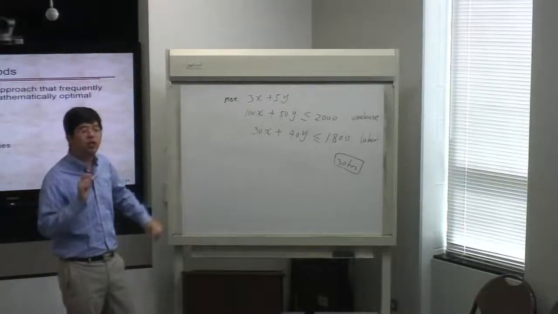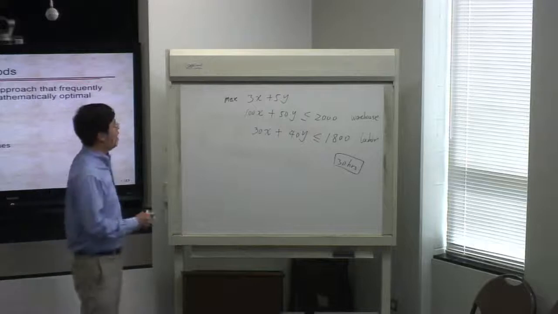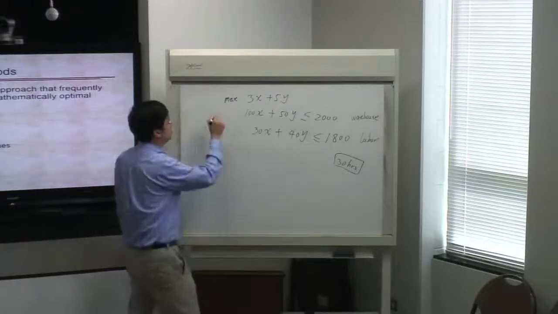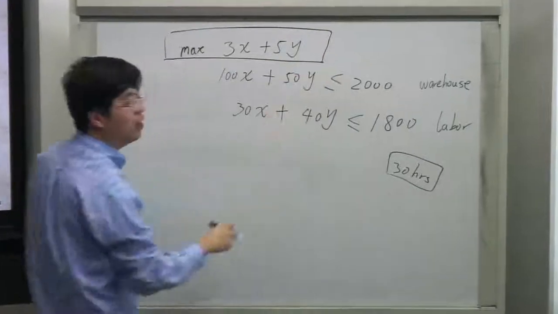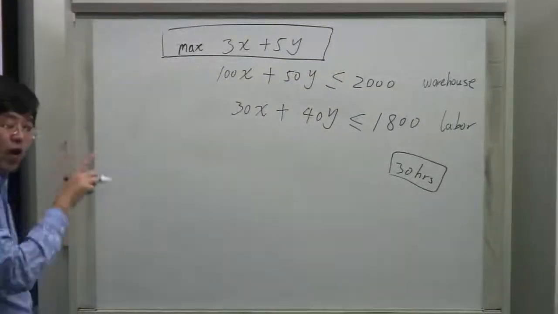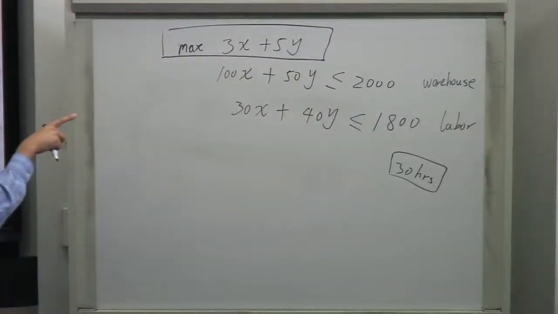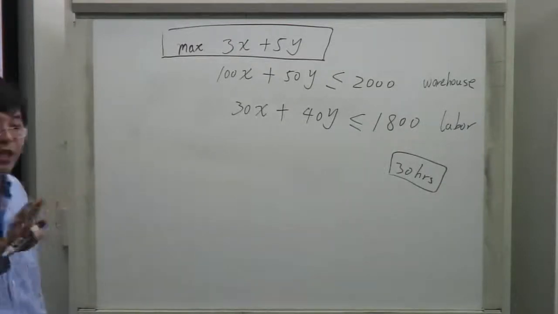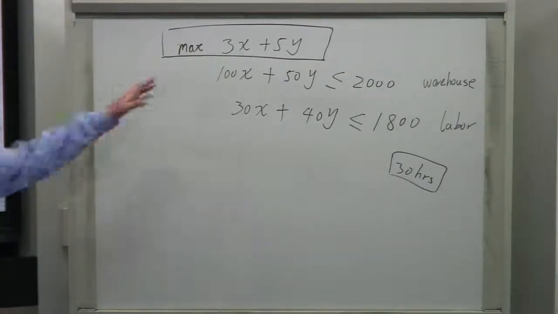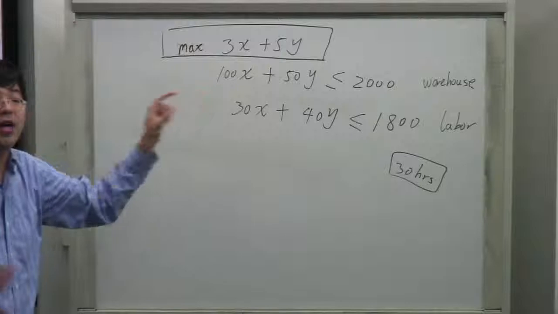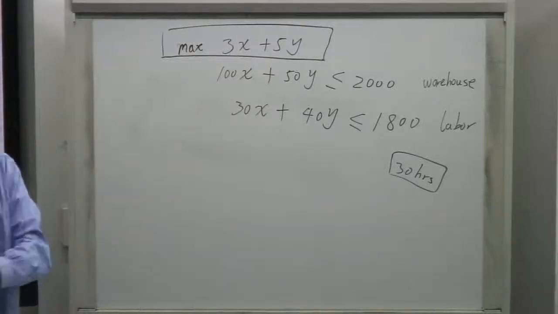The definition of a linear program is that first we have the objective function, which is defined by maximizing or minimizing a function. But the function is linear. I believe everybody here knows what's called linear, right? Linear means no quadratic, no cubic, no exponential. 3x plus 5y is a linear function of x and y.